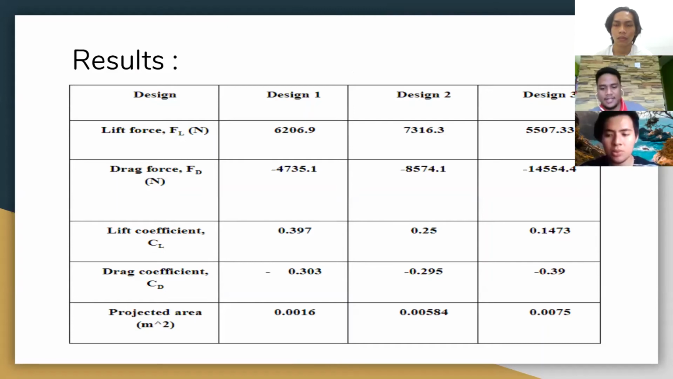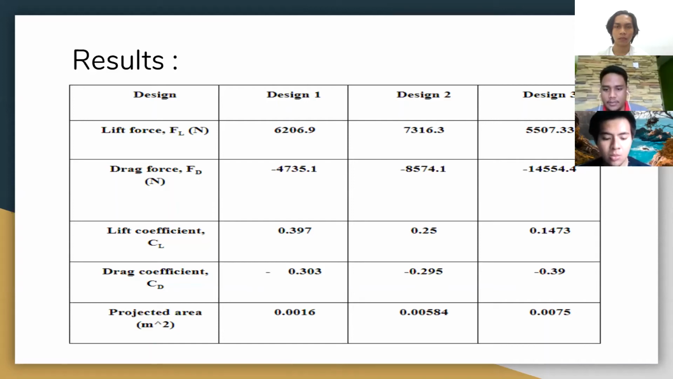So as we all know, after we finish the designing process and using the simulation, it is time to check the result of the simulation. As we can see, there are design 1, design 2 and design 3, and the list of data that we need to put in the report. The first one is lift force, the second one is drag force, then lift coefficient, drag coefficient and the projected area. When we finish the simulation, we can get these from the software as stated in the slide.